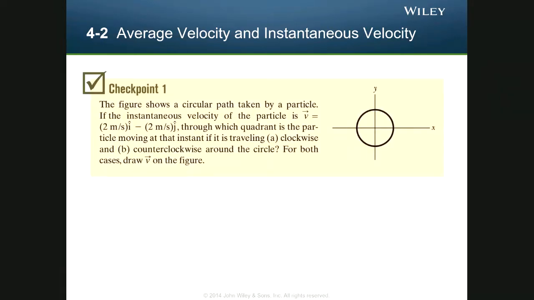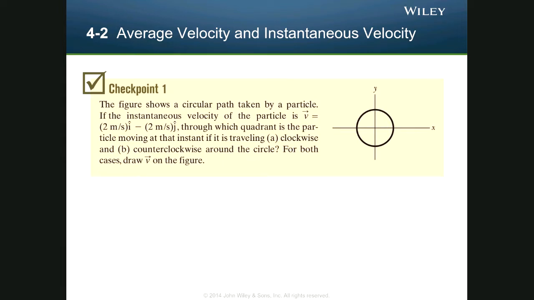We've got circles. So, all right, so this figure here shows a circle, and we can see here, I prematurely went to the pencil. So if the instantaneous velocity of the particle is given by the velocity vector here, through which quadrant is the particle moving at that point if it's traveling A, counterclockwise and B, clockwise around the circle? So for both cases, draw on the figure.